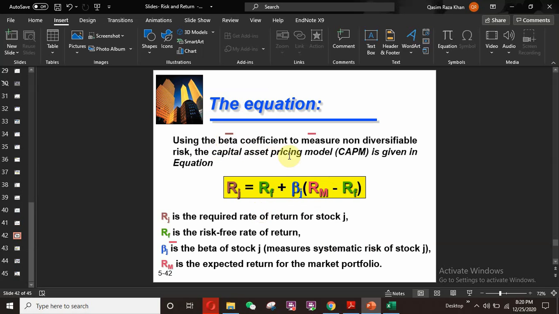So here is the equation which we will use for the calculation of expected return using the beta coefficient to measure non-diversifiable risk. The capital asset pricing model is given by the equation Rj = Rf + beta j (Rm - Rf). Rj is the required rate of return for the stock J. Rf is the risk-free rate of return, beta j is the beta of stock J that measures systematic risk of stock J, and Rm is the expected return for the market portfolio. (Rm - Rf) is the market premium. Rm is the market portfolio return which we will expect.